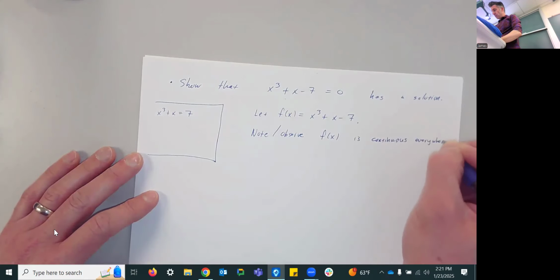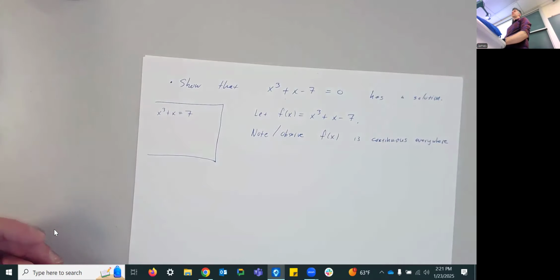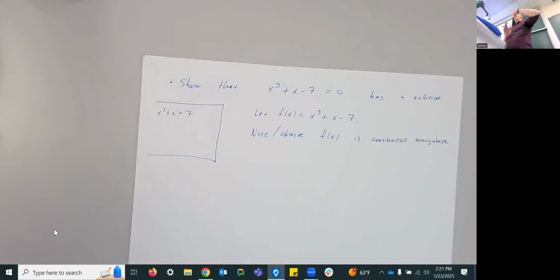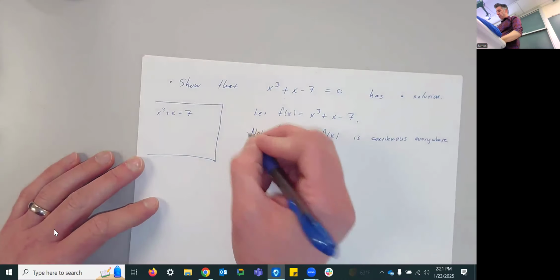How do we know that? It's a polynomial. That's all you need to say, right? Like no one's gonna be like, how do you know a polynomial? No one's gonna question your knowledge of polynomials. It's gonna be like, great, you said it's a polynomial, you know it's continuous. Then we're gonna start plugging in values.